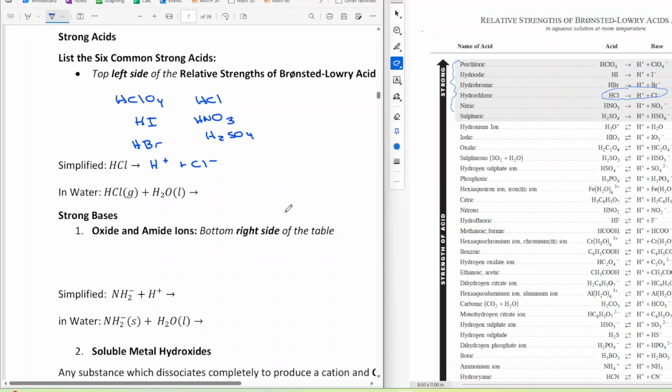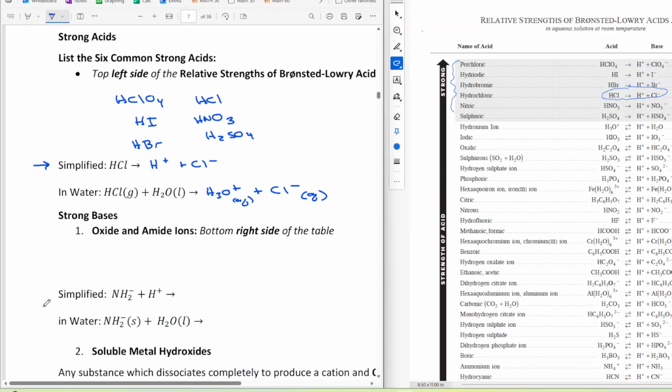In Chem 12, you are also expected to know that what's actually happening is the hydrogen chloride gas is dissolving in liquid water to form hydronium ions and chloride ions in solution. So these would both be aqueous. So the relative table only gives you the simplified version, but you're expected to know that these are actually happening in water and that this equation down here is the same-ish as this equation up here. This is just the simplified version.